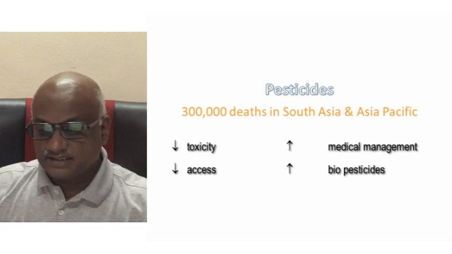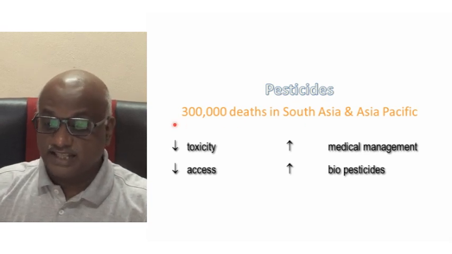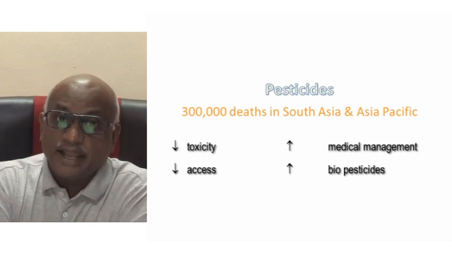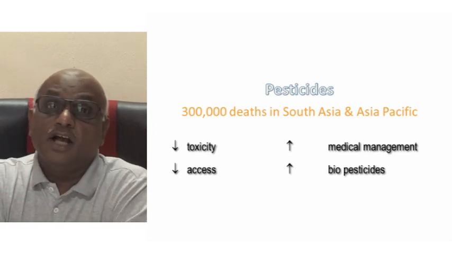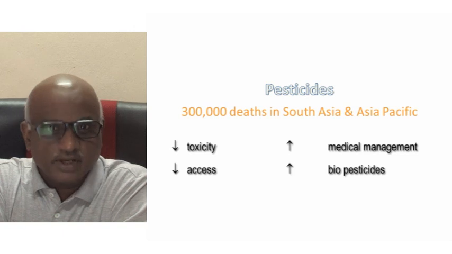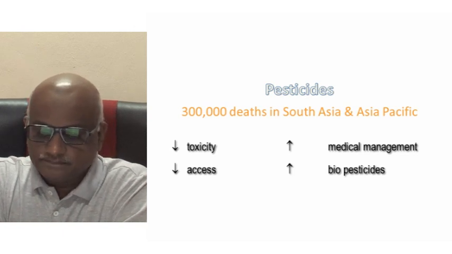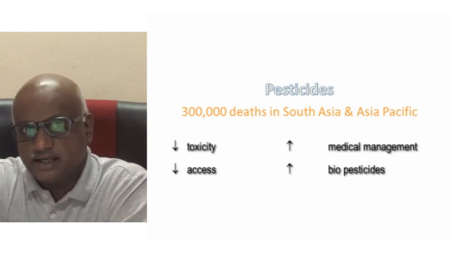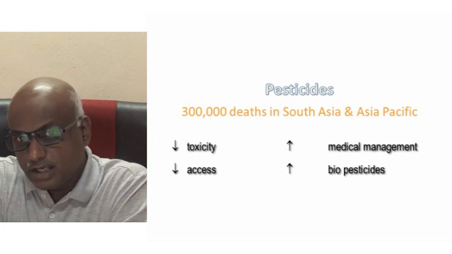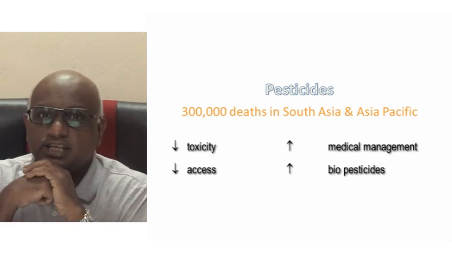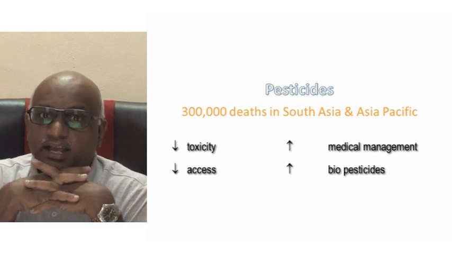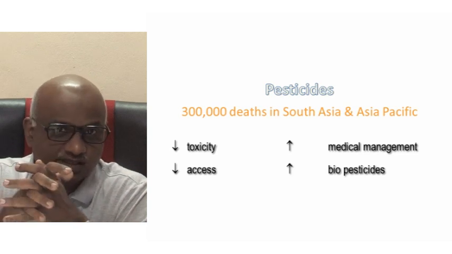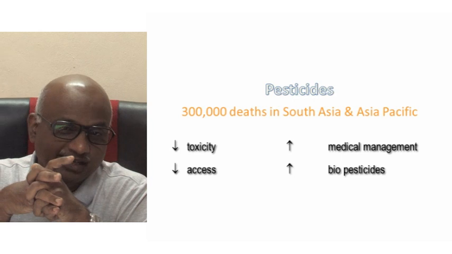Now, pesticides contribute to 300,000 deaths in our region, the Asia Pacific region. And Sri Lanka, being an agricultural country, suicide by pesticides is the commonest method. So, there have been various attempts to reduce suicides by pesticides. As we saw earlier with the barbiturate poisoning, sedatives and suicide rates, accessibility, having access to medication, access to poisons, is a very important aspect of suicide.